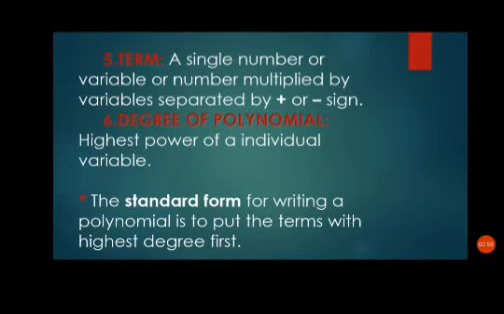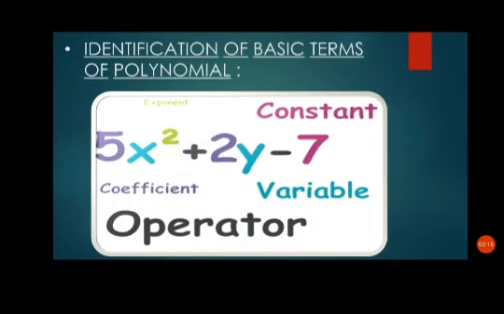So moving forward, how to write a polynomial in standard form. The standard form for writing a polynomial is to put the terms with highest degree first. Moving forward to identification of basic terms of polynomials. Here you can see that different terms of polynomials have been identified with different colors.